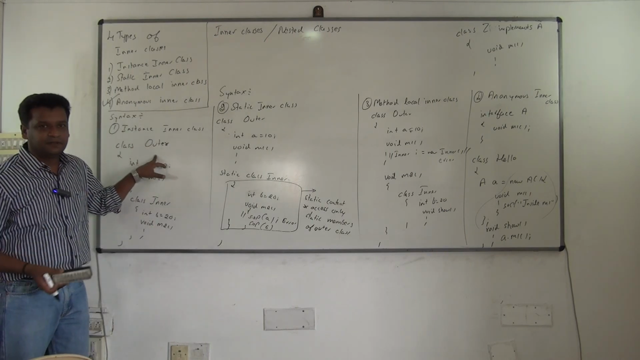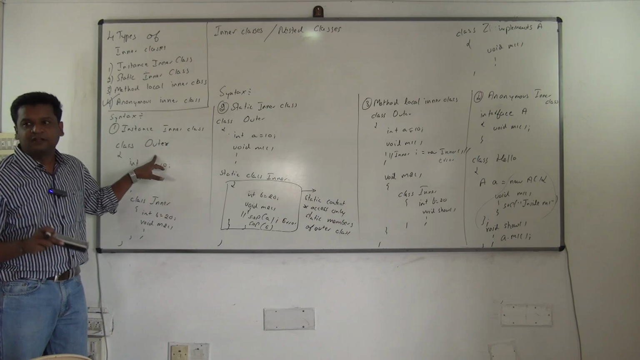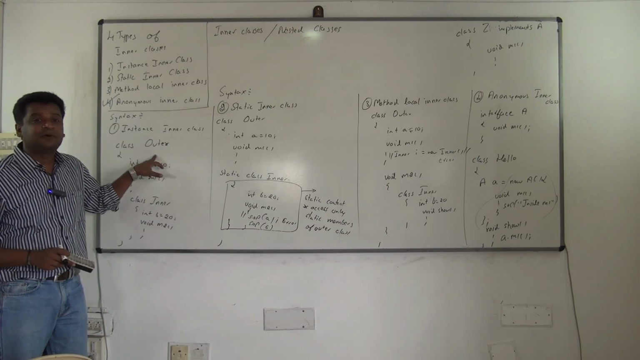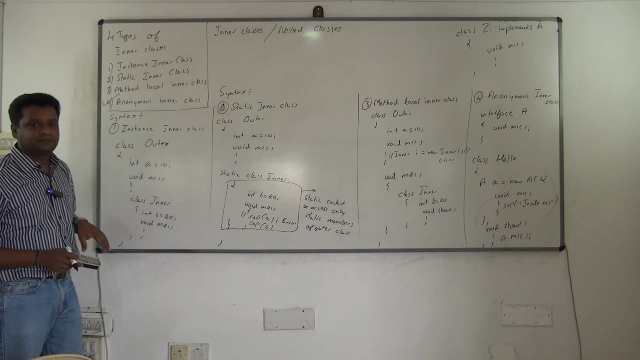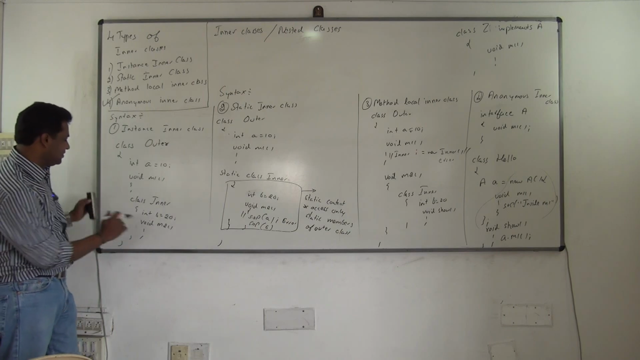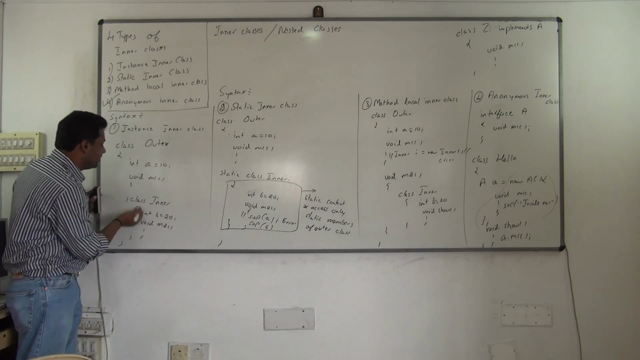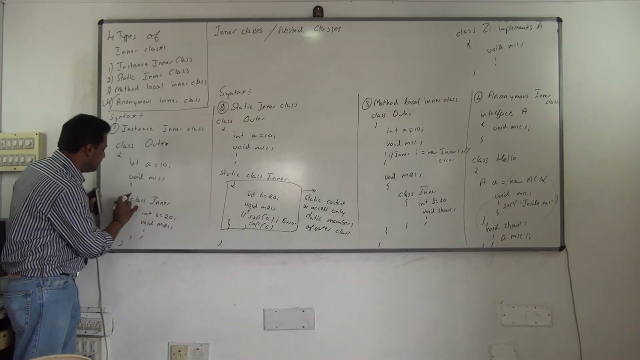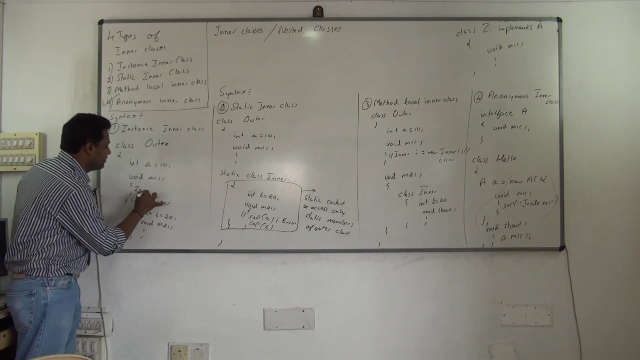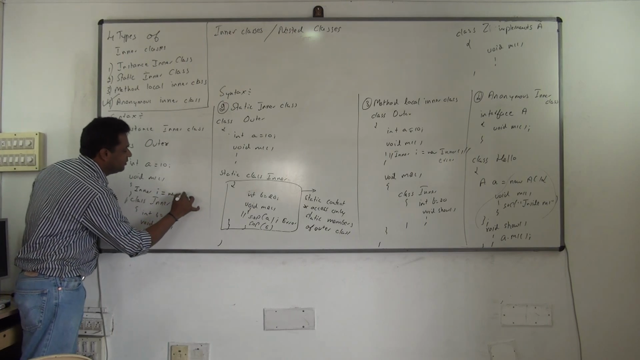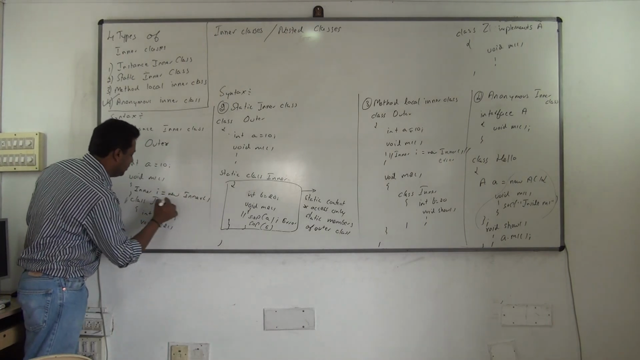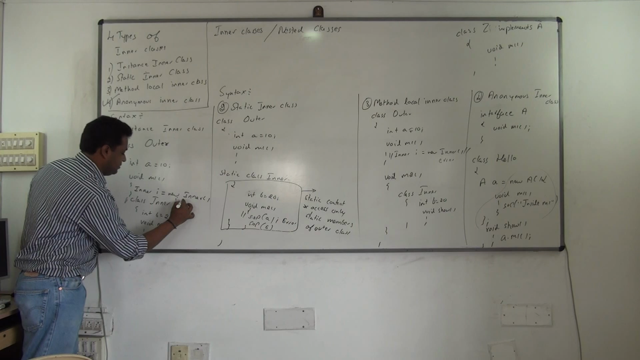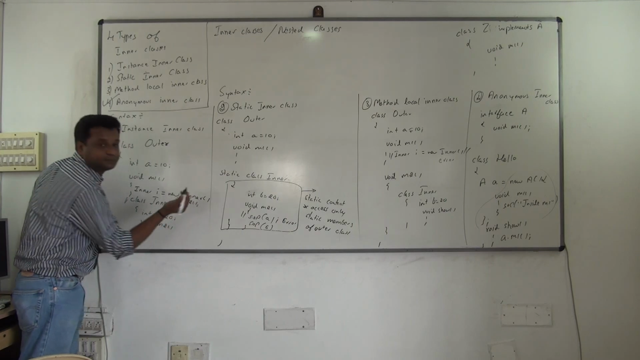You can use it, but it very rarely happens. If at all you write it, the functionality of that will be used by the outer class only. For example, see here what you will do. The functionality of the inner class is used inside the outer class, like this: Inner i is equal to new Inner, and you call the method i.m2, like this you call.